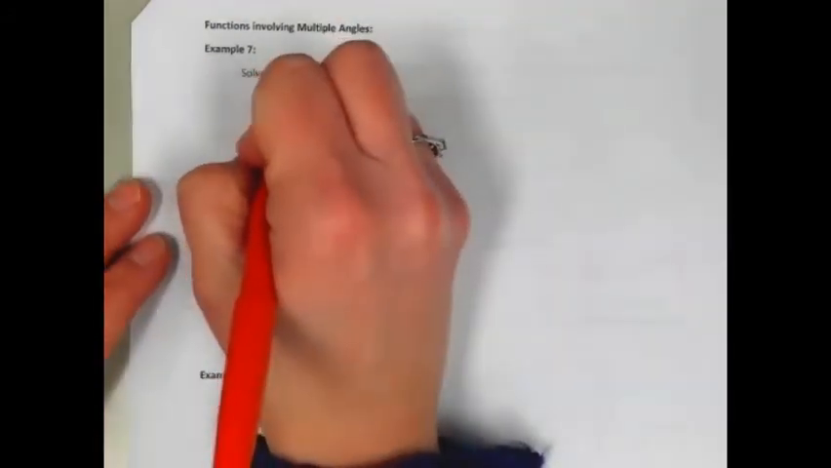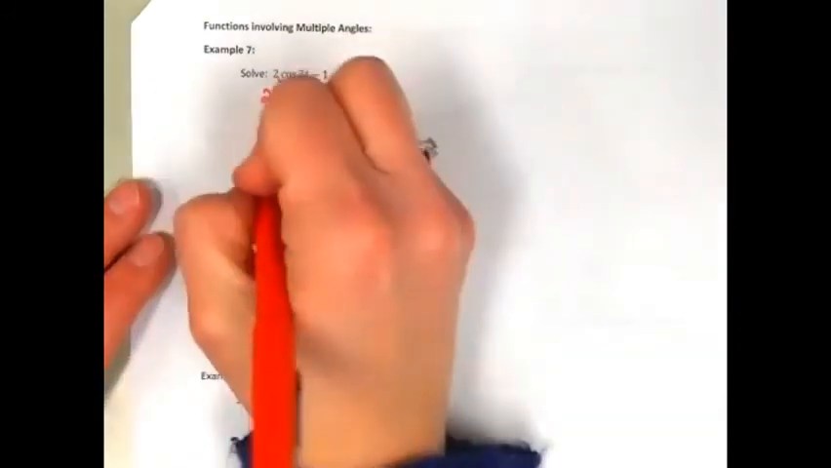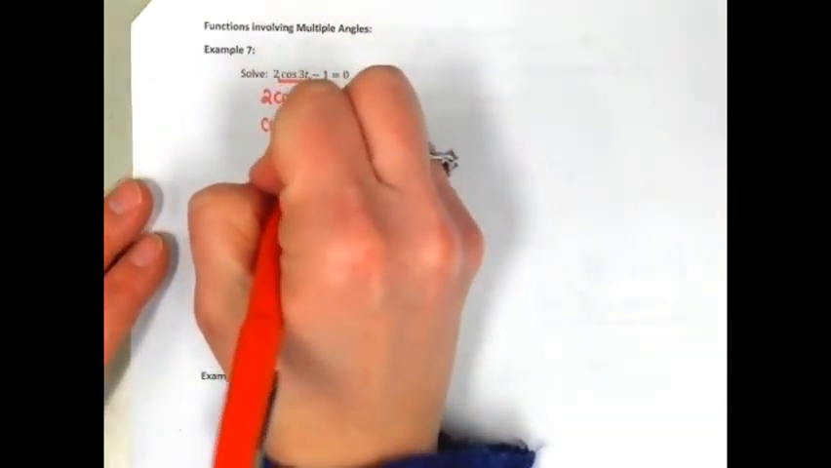Solve 2 times the cosine of 3t minus 1 equals 0. If you notice here, we have this 3 times that angle, the x. We're going to solve it exactly as we did before. Let's solve for the cosine of 3t. What would be my first step? Add the 1. So 2 times the cosine of 3t equals 1. And then how do I get rid of the 2? The cosine of 3t equals 1/2.